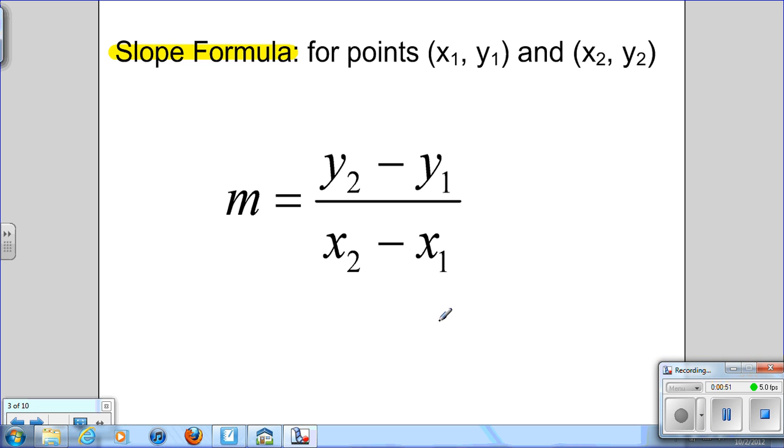Here's the formula that we can use to find the slope if you're given two ordered pairs. Slope is always denoted with the letter m, and if you look at the formula, all we're doing is taking the change in the y values over the change in the x values. It doesn't matter what order you subtract these in, as long as you go in the same order on the top and the bottom for x and y.